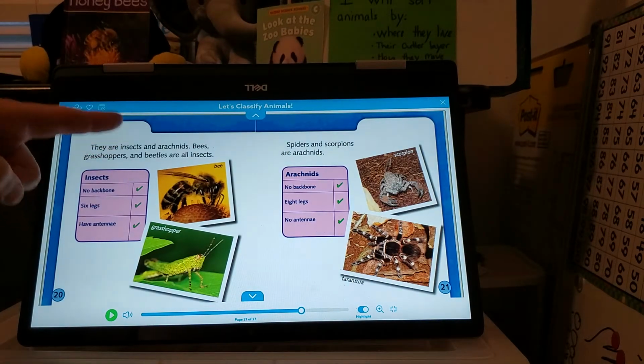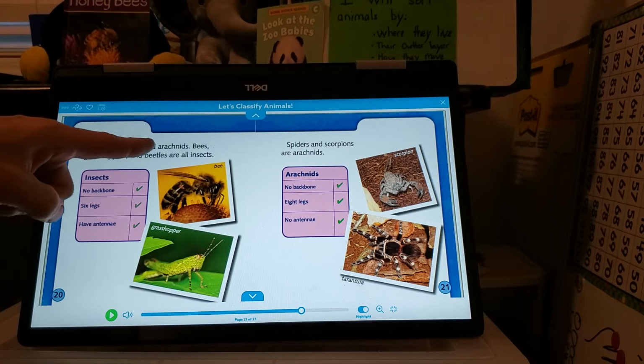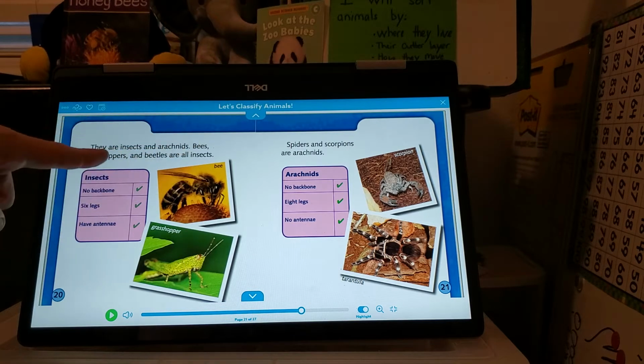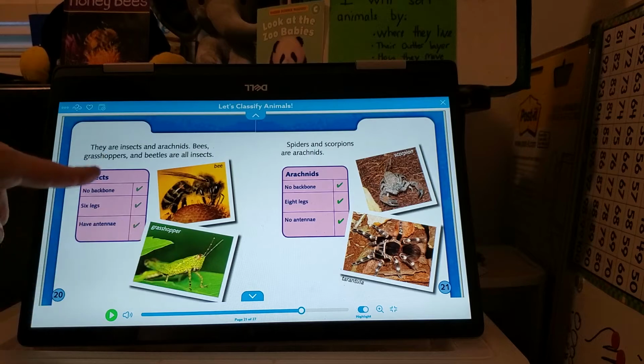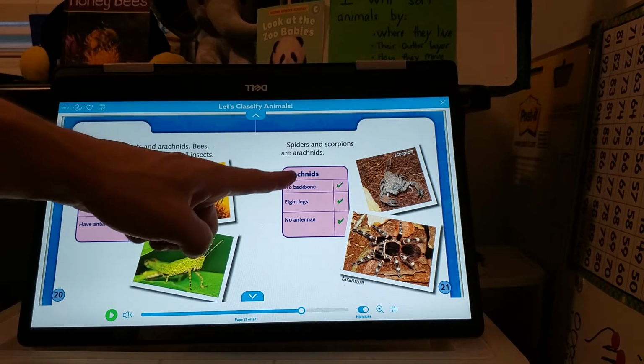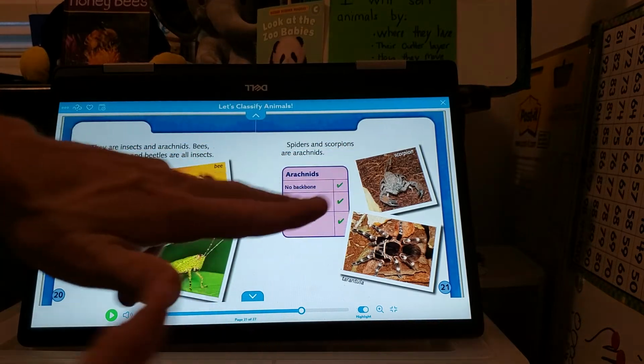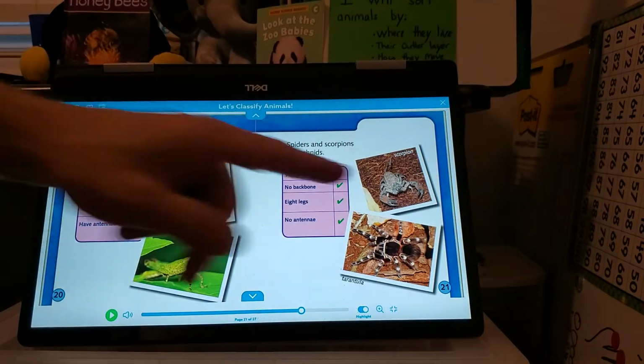They are insects, like the bees. Insects and arachnids. Bees, grasshoppers, and beetles are all insects. They have no backbone, they have 6 legs, and they have antennae. Spiders and scorpions are arachnids, meaning they have no backbones, but they have 8 legs, and they have no antennae.